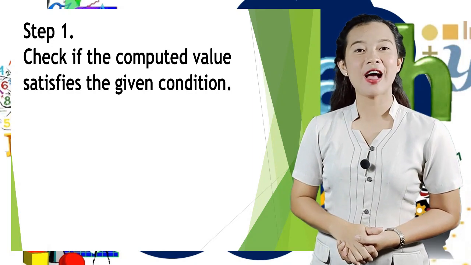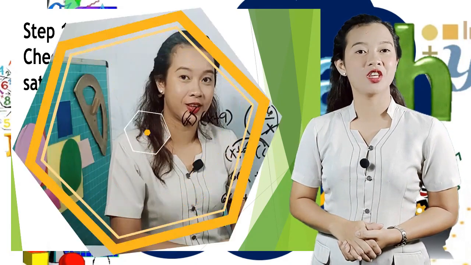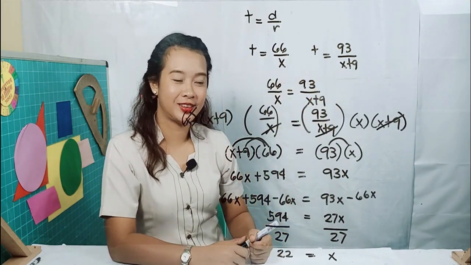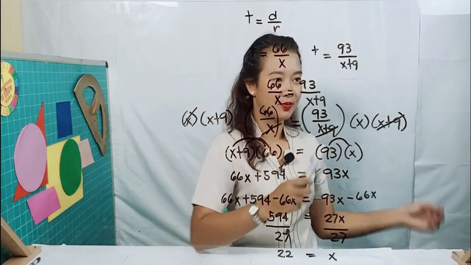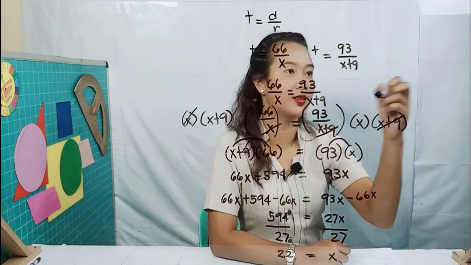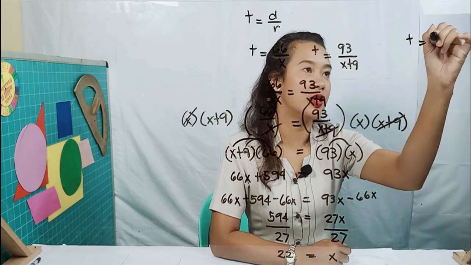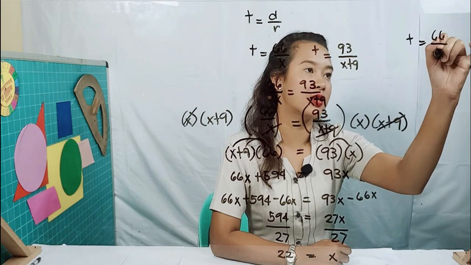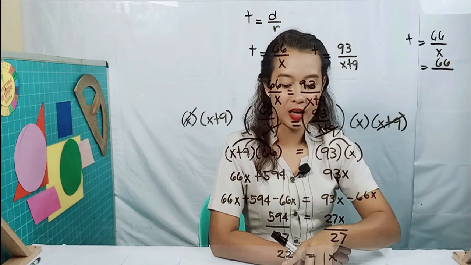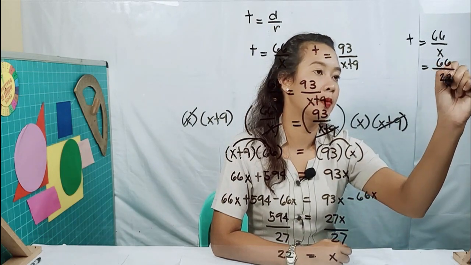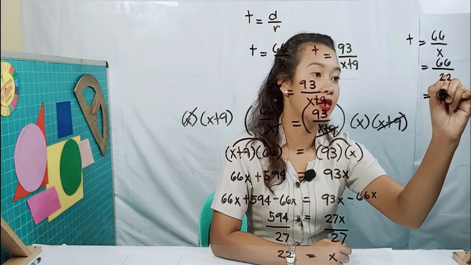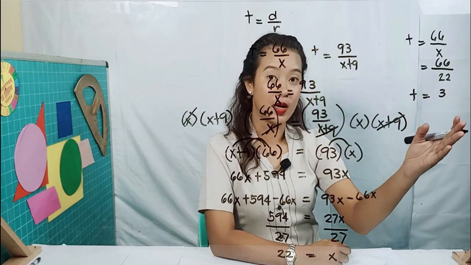Step 4. Check if the computed value satisfies the given condition. Let's substitute the value of our x to these two functions. Let's substitute first the value of x in this function. T equals 66 over x equals 66 over the value of x is 22, equals 66 divided by 22 is 3. T equals 3.